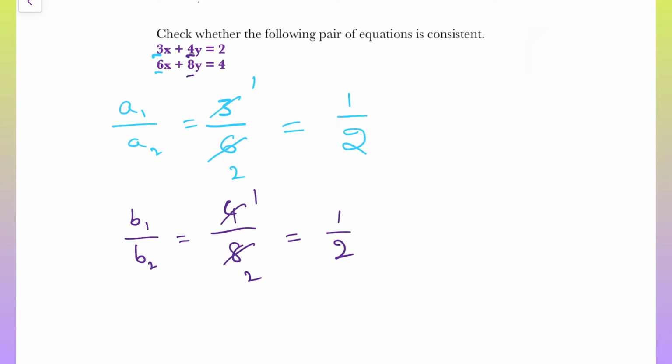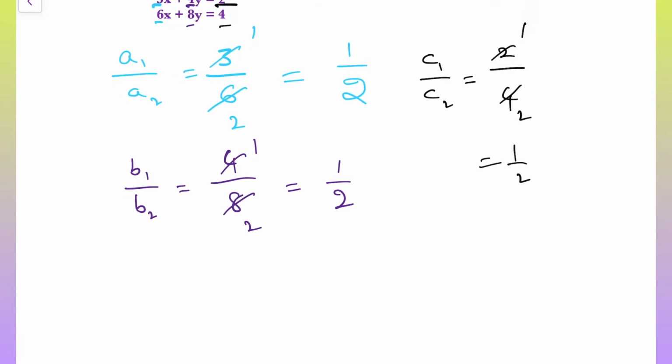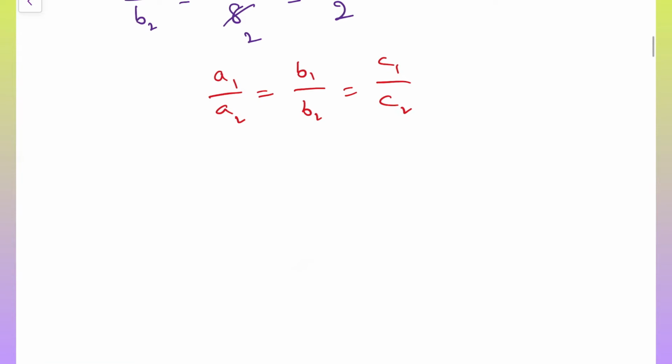So a1 by a2 I got 1 by 2, b1 by b2 is also 1 by 2. Let me confirm c1 by c2, what do we get? c1 by c2 is the constant. In the first equation the constant is 2, divided by the second equation's constant, 4. 2 ones are 2, 2 twos are 4, that equals 1 by 2. Now if you observe all three answers, they are 1 by 2 each. So I can conclude that a1 by a2 equals b1 by b2 equals c1 by c2.